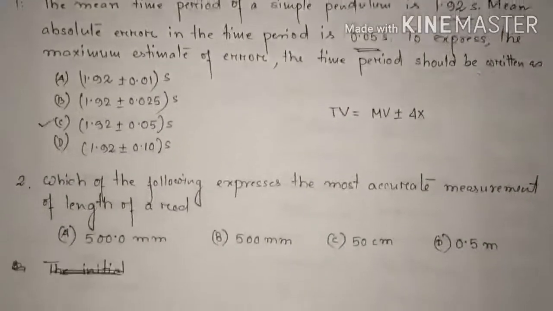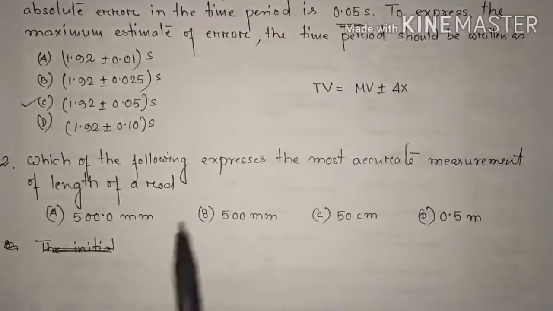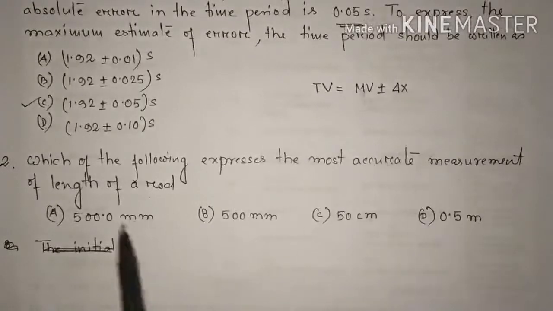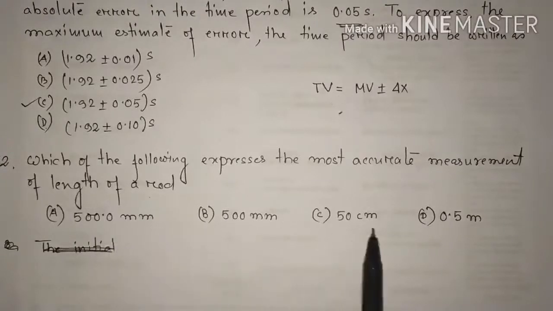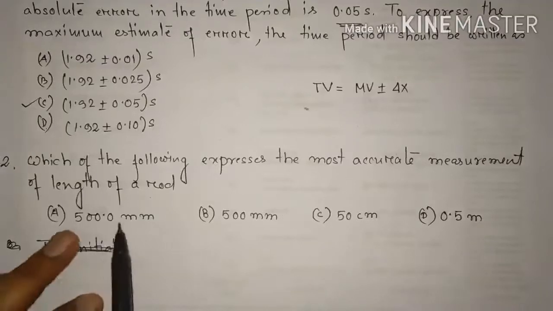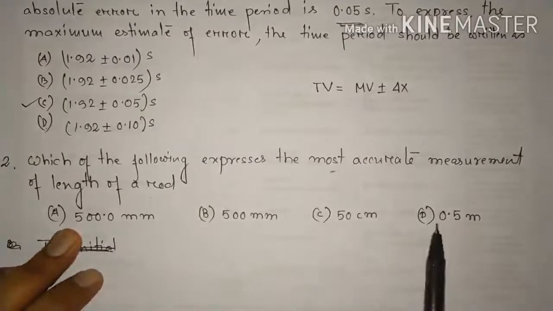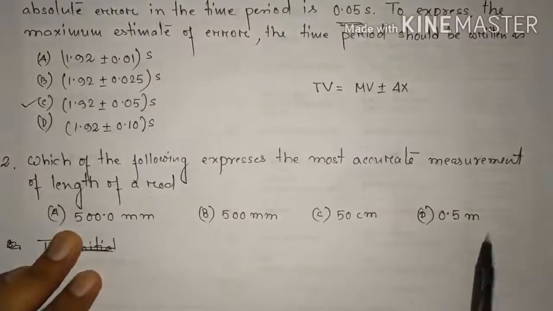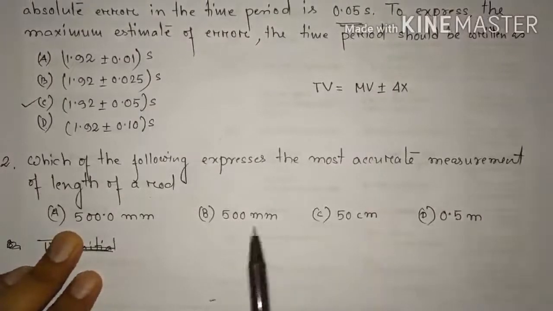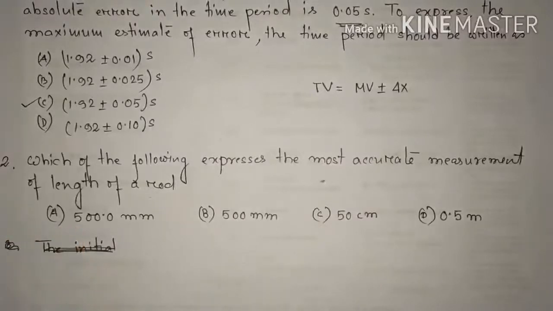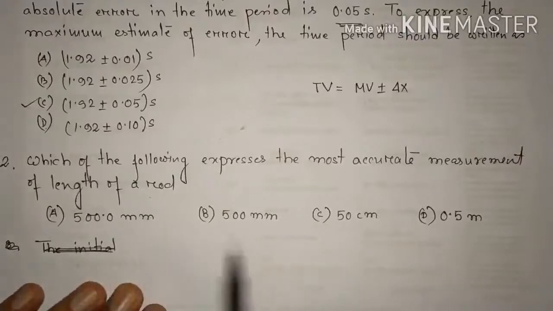Now let us see the next MCQ. Which of the following expresses the most accurate measurement of length of a rod? 500.0 millimeter, 500 millimeter, 50 centimeter, 0.5 meter. You see all these are the same. 0.5 meter is nothing but 50 centimeter. 50 centimeter I can write as 500 millimeter. I can also write 500.0 millimeter. But which option shows the most accurate one? Now you see the units are millimeter, centimeter, meter. So the lowest one is millimeter.